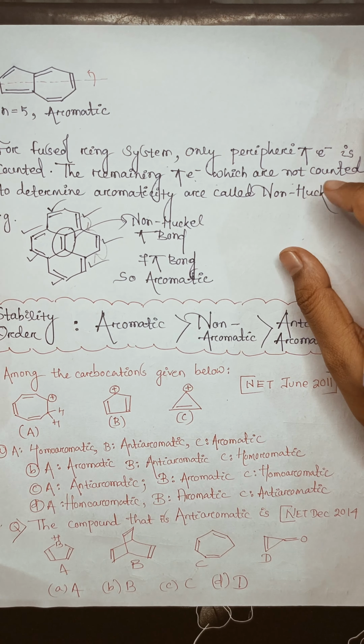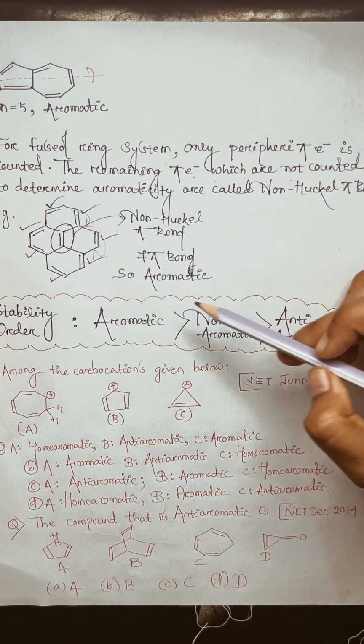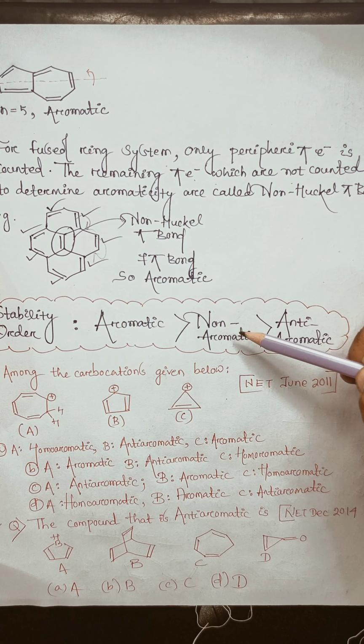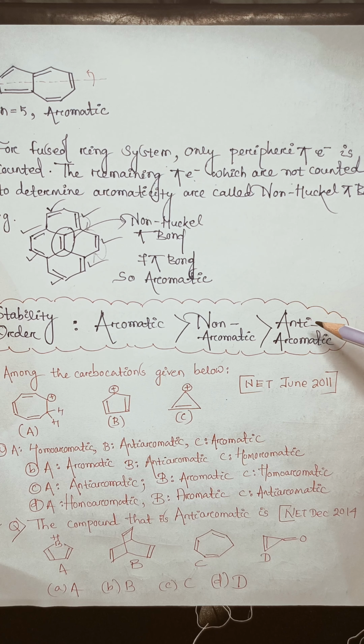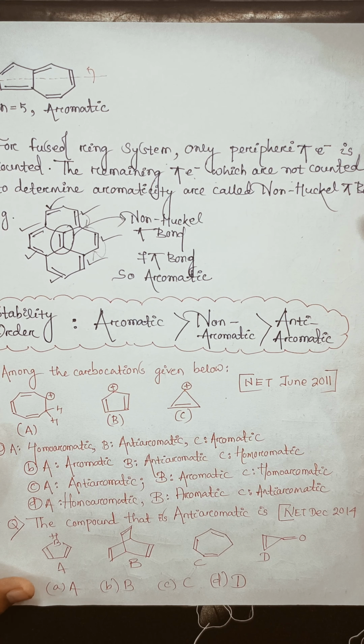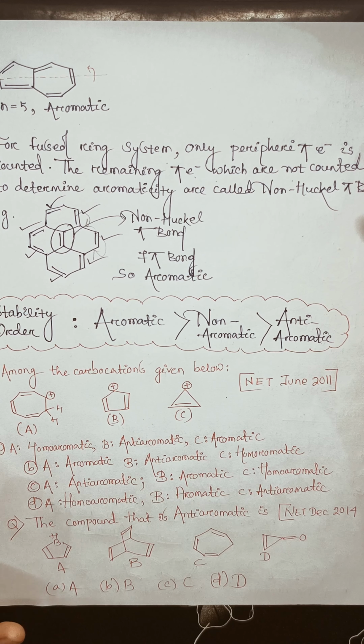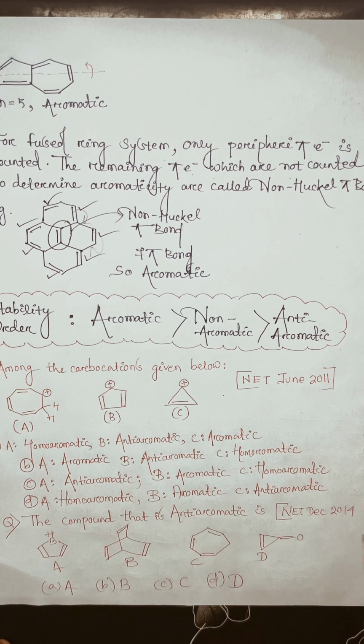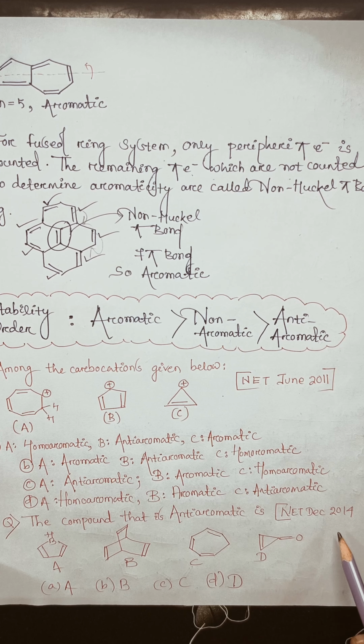Okay, then stability order: aromatic compound is the most stable. Next one is non-aromatic. The least stable is the anti-aromatic. Here is a set of questions from previous year papers, NET June 2011 and NET December 2014.